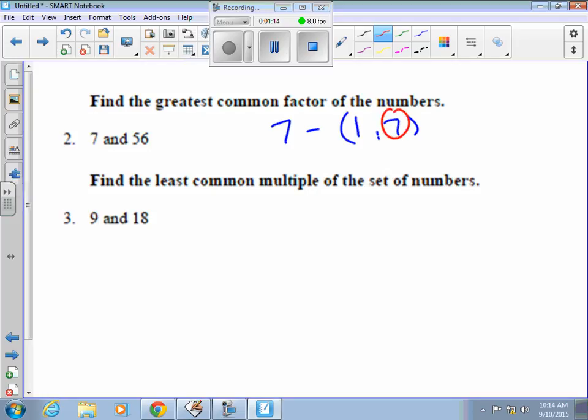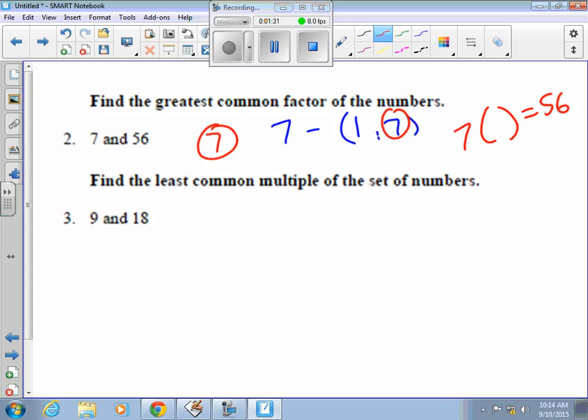All you want to see, does the number 7 go into 56? Ask yourself, can I multiply anything by 7 and get 56? We know it's 8. Therefore, 7 is your greatest common factor. It goes into both numbers, 7 and 56. Find the least common multiple. These are the two that people get confused.